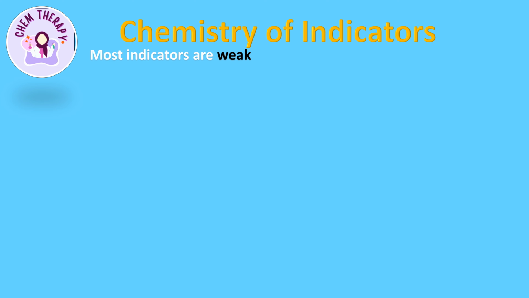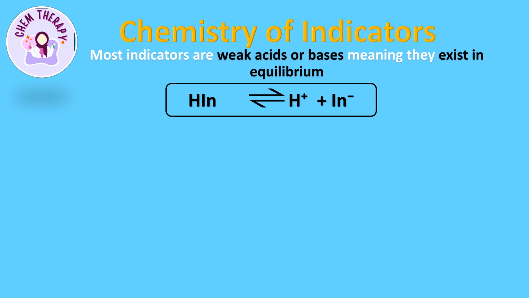Most indicators are either weak acids or bases, meaning that they exist in equilibrium. This equilibrium can be written as HIn goes to form hydrogen ion and indicator ion. Here, In stands for indicator in this equilibrium. So, HIn is the acidic form of the indicator, and the indicator ion is the basic form of the indicator. Interestingly, the acidic form and basic form of indicators have different colors. Let's say the acidic form of the indicator is purple and the basic form is yellow for this specific indicator.